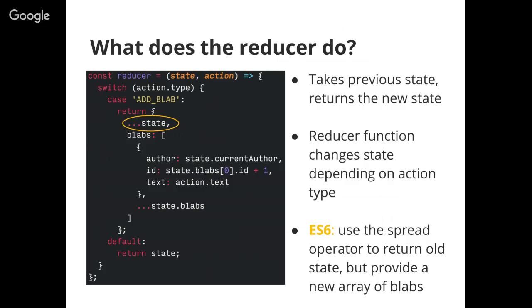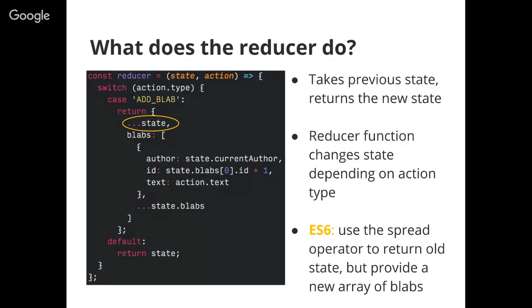We're adding a new blab to the top of the array here. We also want to make sure to return the rest of the state in case we've got stuff other than blabs. So we use that spread operator for this object to make sure that we're returning the list of authors, the current author, like we had earlier, but also this new array of blabs. So in the case that the action that's been dispatched has a type of add blab, like we saw on the previous slide, we return this as the new state. Otherwise, we just return the old one and nothing happens, and no components re-render. It's the same as it was.